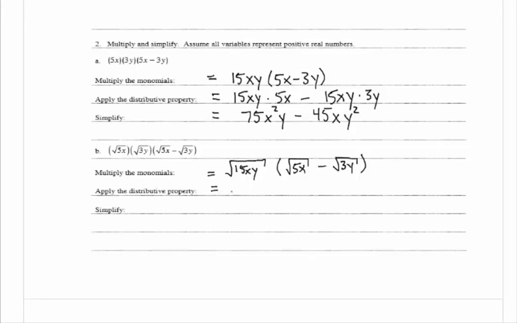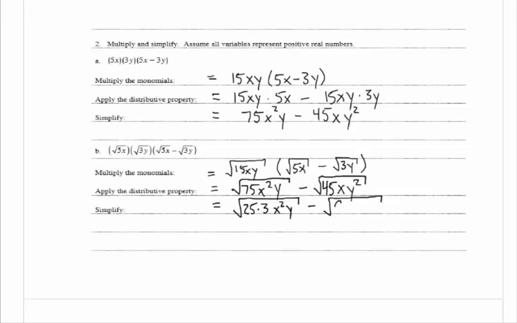So we have the square root of 15 times 5, which is 75. X times x is x squared, and y, minus the square root of 15 times 3 is 45, one factor of x, and we have two factors of y, so y squared. And now we want to simplify. So we can write 75 as 25 times 3, x squared y, minus the square root, and 45 can be written as 9 times 5, x y squared. And now we want to take all the perfect squares out of the square root.